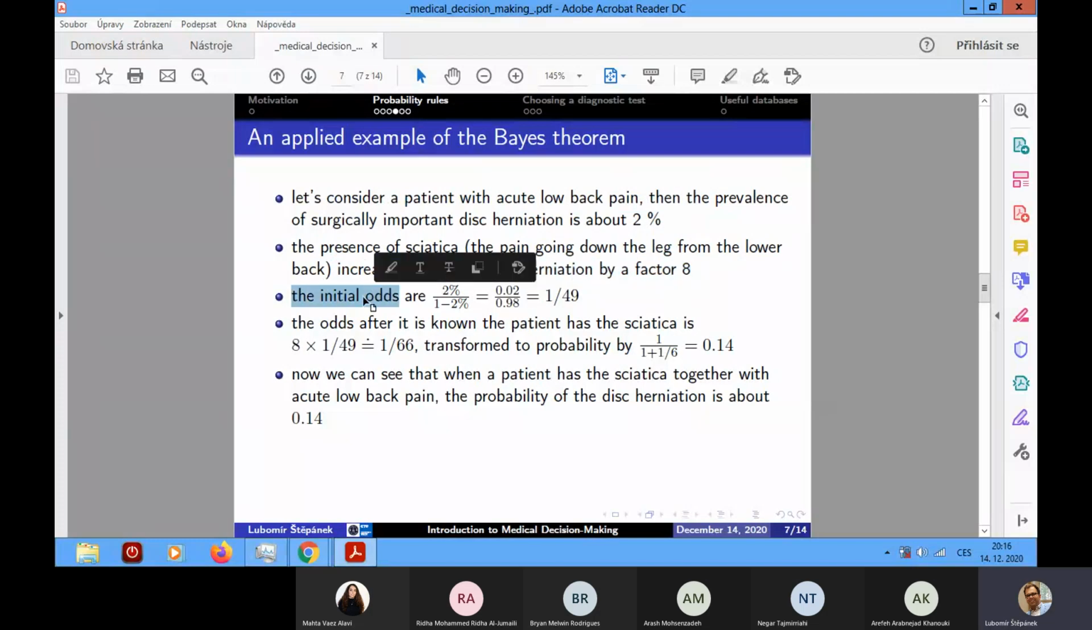So what was the initial odds? The initial probability was simply the prevalence. As I told you, prevalence is exactly the same as a probability, but the term prevalence is used by epidemiologists, and the term probability is used by statisticians or biostatisticians, but their meanings are absolutely the same. I think in medicine the term prevalence is maybe more common than probability. So the initial prevalence was just 2%.